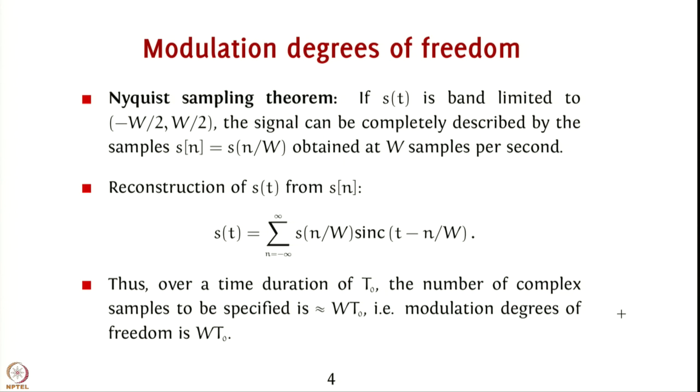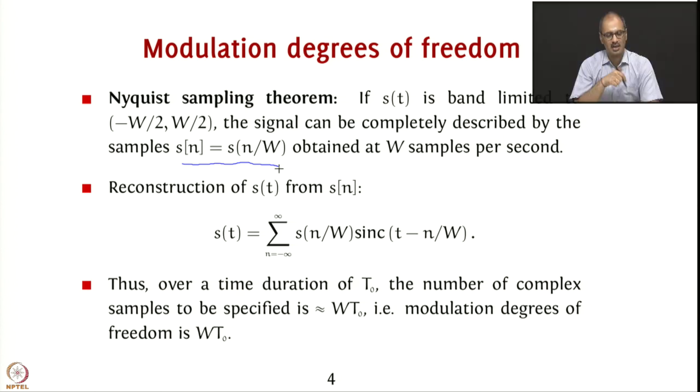To make this more formal, we will recall the Nyquist sampling theorem that you have studied in the context of digital signal processing. That is, if S of t is a signal that is band limited to between minus W upon 2 to W upon 2, then this signal can be completely described or captured by the discrete samples Sn obtained as S of n upon W. In other words, if you sample the signal S of t at W samples per second, then those samples completely capture all the information about the signal S of t, even in the missing portions in between. This is just a restatement of the Nyquist sampling theorem that you have seen in DSP, using the notation that we have been using so far in these lectures.